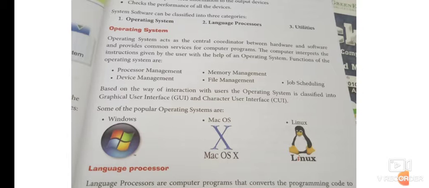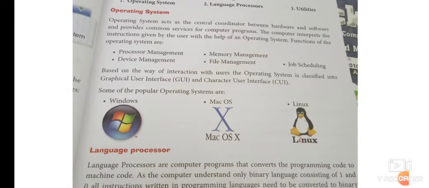Now, what are the functions of the operating system? Processor management, memory management, device management, file management, and job scheduling. Processor management means managing the processor. There are several jobs in the computer. So what does the operating system do? It assigns the processor to every job. When it will assign the processor to a job, when it will free the processor, and when it will assign it to another job is called processor management, and it is done by the operating system.